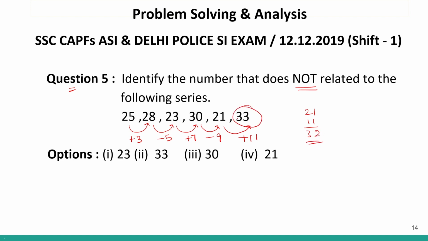And over here we have 33. So this is the term that does not logically fit in well with the other terms. Hence our answer will be 33, which is option number 2. So option number 2 will be the correct answer.